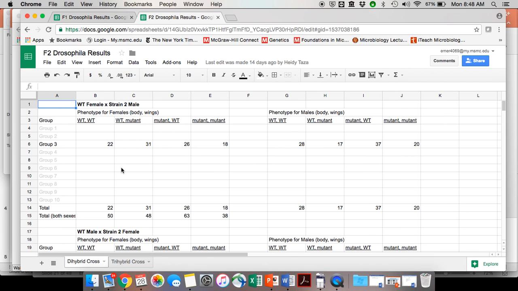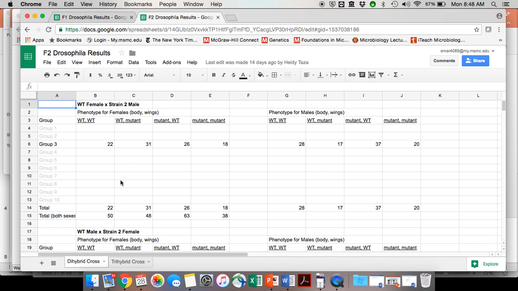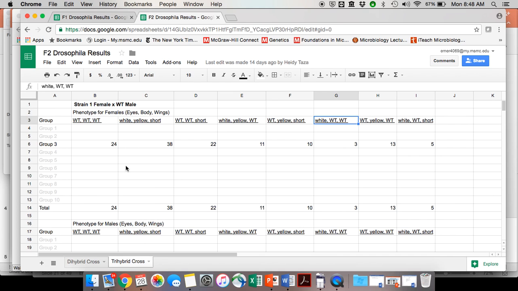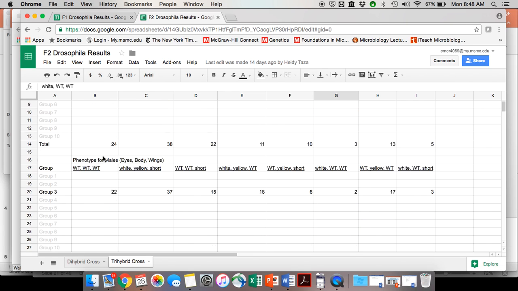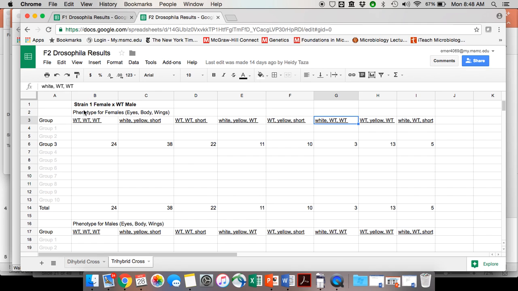For the F2, the same thing for the dihybrid cross: wild type female crossed with strain 2 male and wild type male crossed with strain 2 female. And the same thing for the trihybrid cross: strain 1 female crossed with wild type male, strain 1 male crossed with wild type female. Most of you, for the F2 trihybrid cross, should have your data in strain 1 female crossed with wild type male.